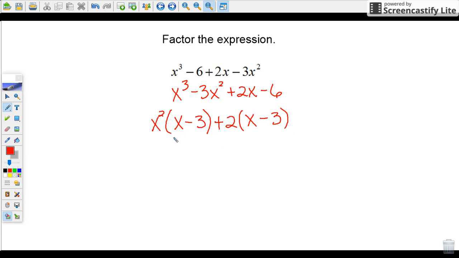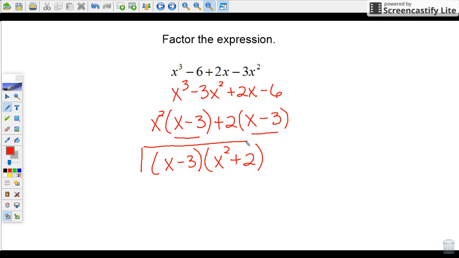And there we go. There is our common binomial that we can factor now. So I'm going to factor out that binomial x minus 3. That leaves x squared from the first term, and it leaves this positive 2 from the second term. I need to make sure that these are factored completely. X minus 3 is. X squared plus 2 is also. There is nothing that I can factor out of x squared plus 2. So here's my final answer in my factored form for that polynomial.